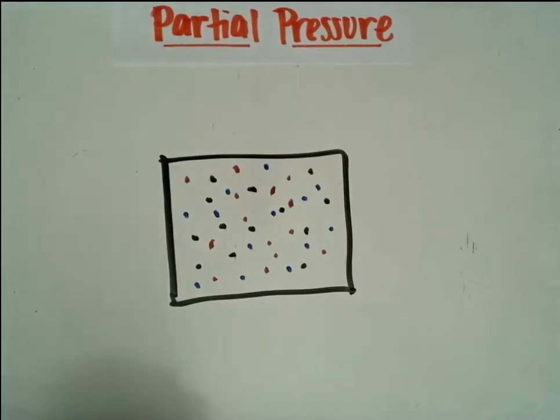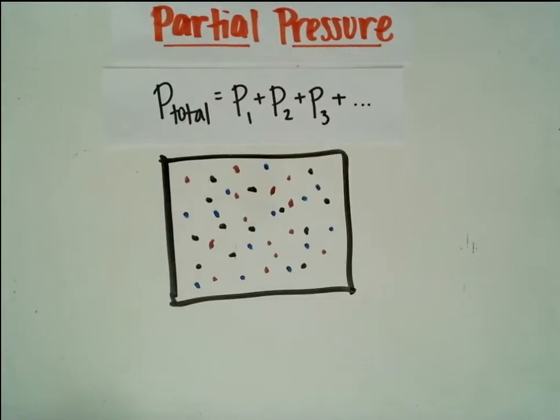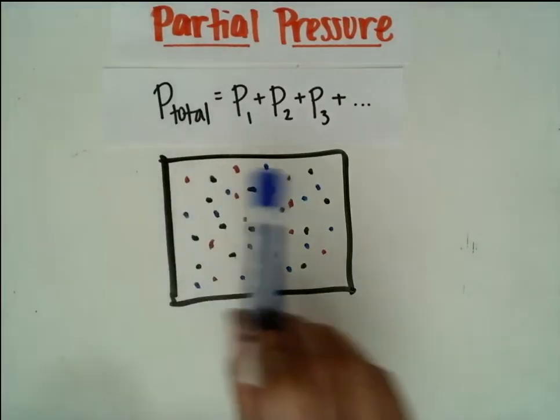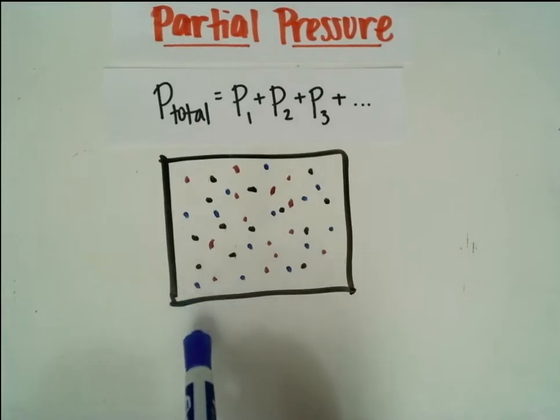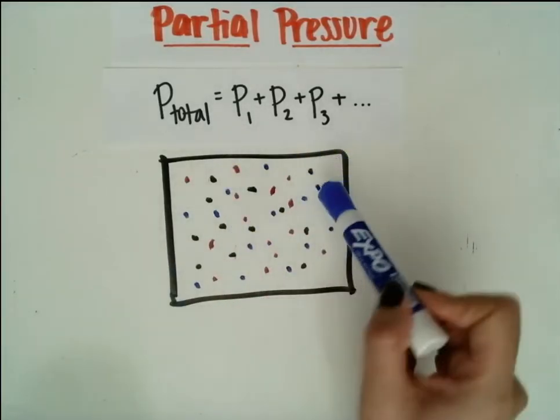This video is going to be about partial pressure. So this is the formula for partial pressure, and all that it's saying is that the total pressure in your container is going to equal the pressure of each of the different gases added together.